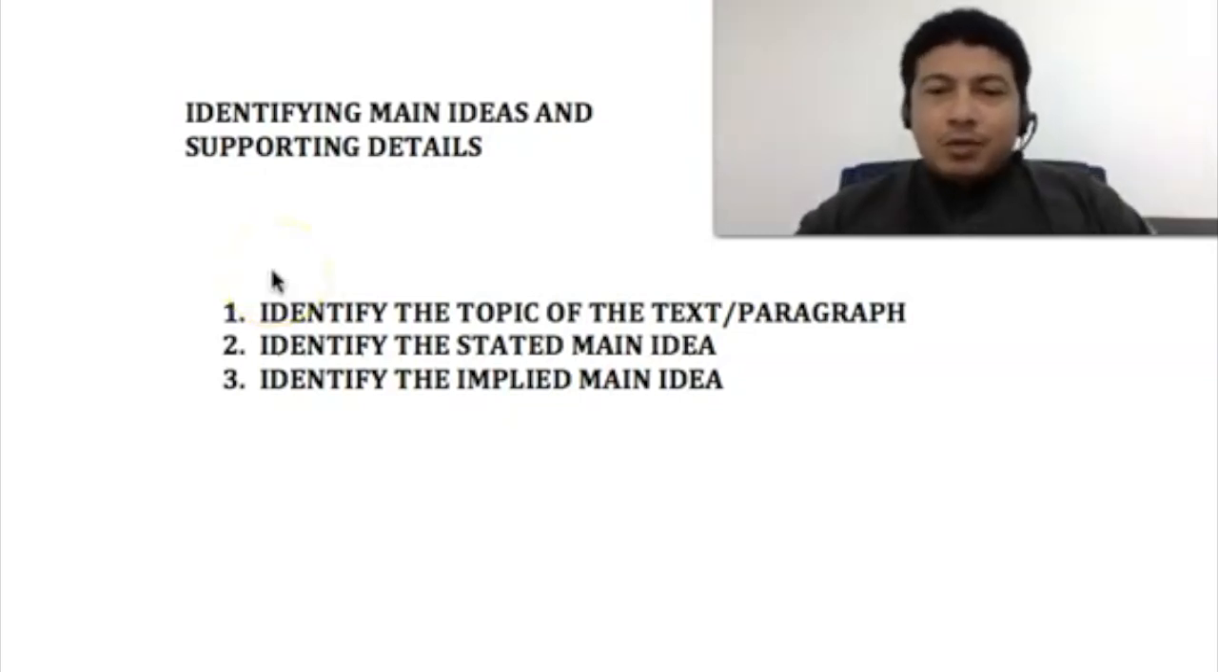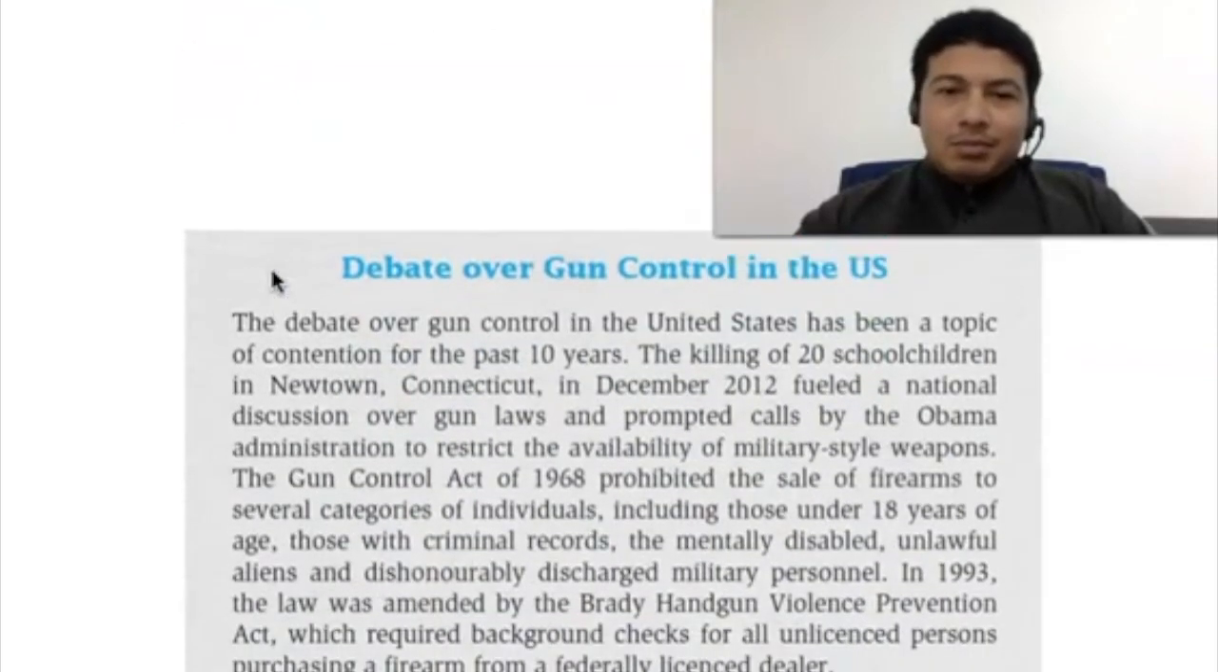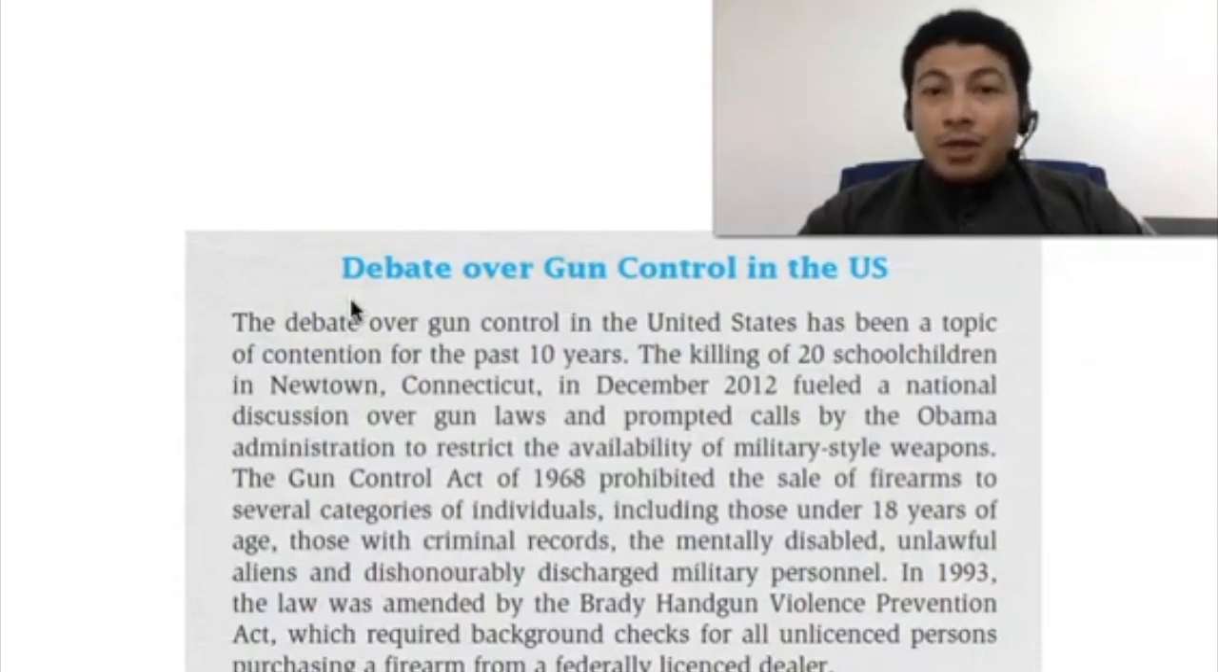So let us take a look at how to identify the topics of a paragraph or an article or a reading text. This is an example. The topic is debate over gun control in the US. So this is quite easy because the topic is given in a heading like this. So once we have identified the topic, this gives us a general idea of what the paragraph or the article is all about. Then once we know what the topic is, then we can try to identify the stated main idea and the implied main idea.